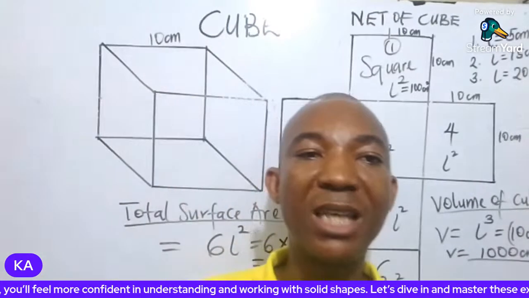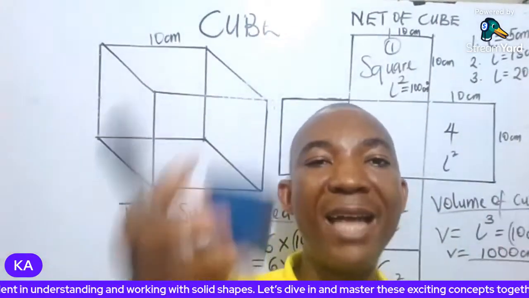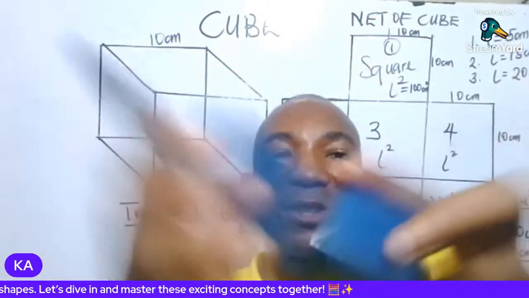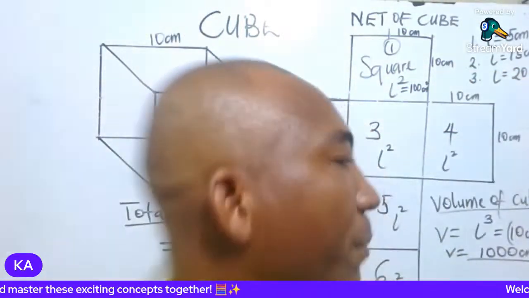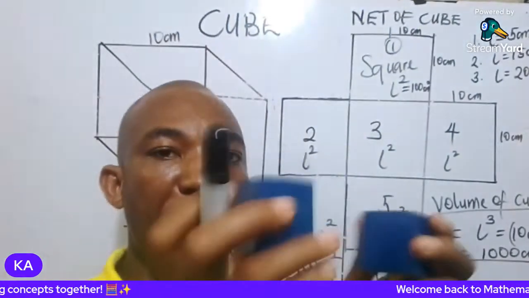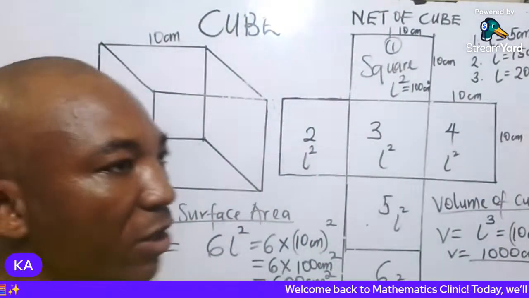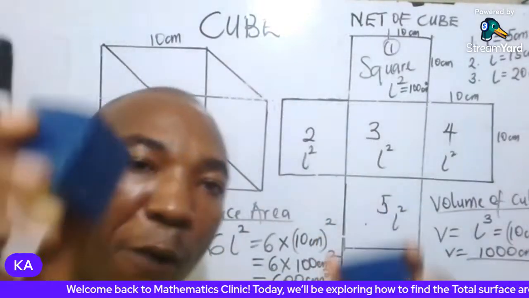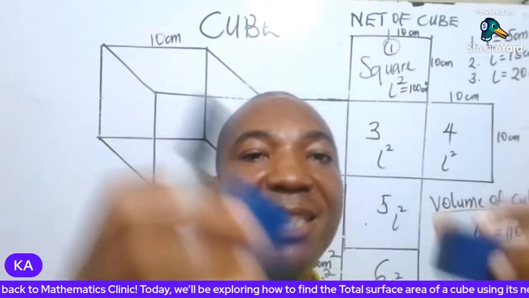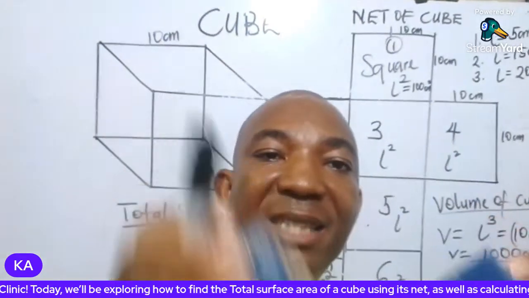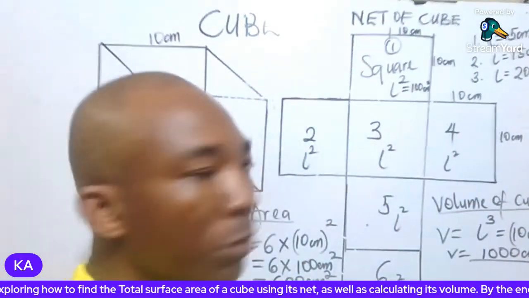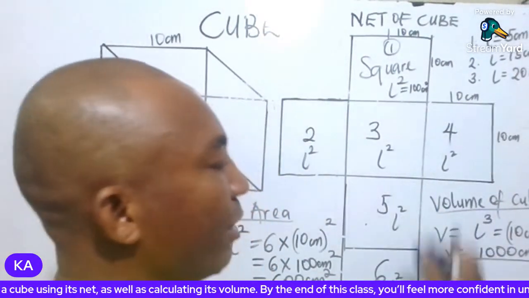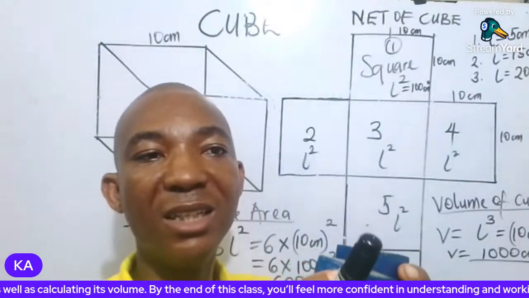That is how far we can go on how to find the total surface area of a cube. The total surface area of a cube is equal to 6L squared. Volume of a cube is L cubed, L to the power of 3.